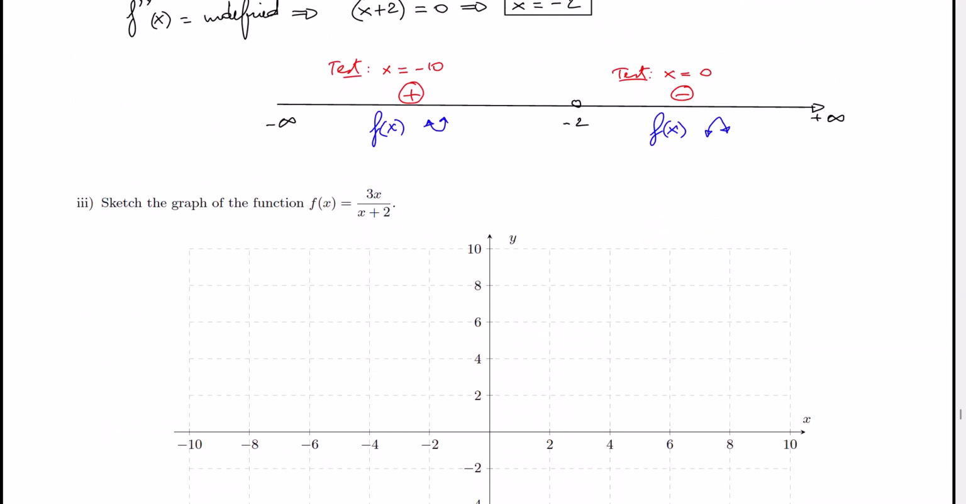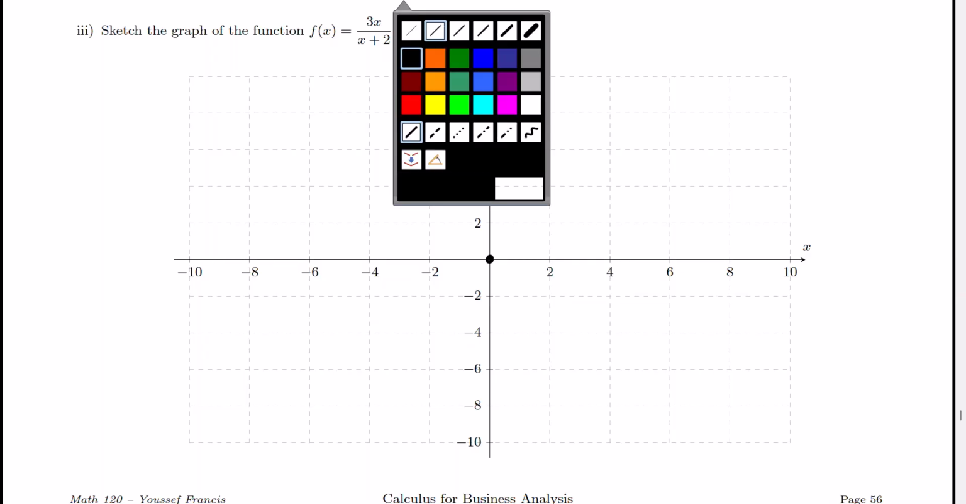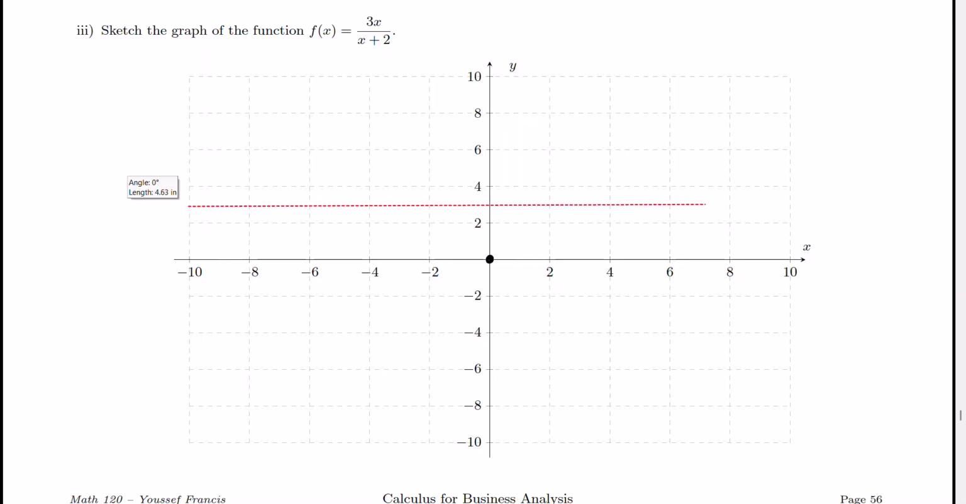So now that we have all this information, let's summarize it on this graph, and then we will check our calculator to see that we got the correct picture. First things first, we know that (0, 0) is the place where the function crosses both the x-axis and the y-axis. We also know that we have a vertical asymptote and a horizontal asymptote. We have a horizontal asymptote at y equal to 3. So let me make a dotted line where y is equal to 3. So this is that location.